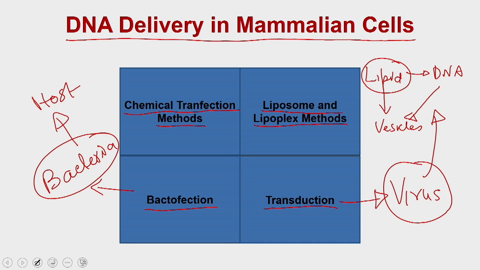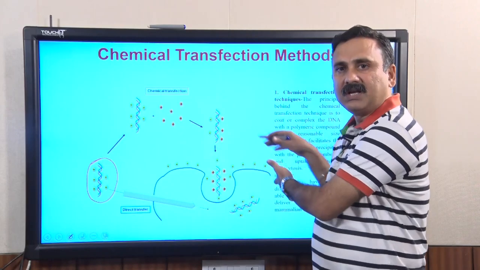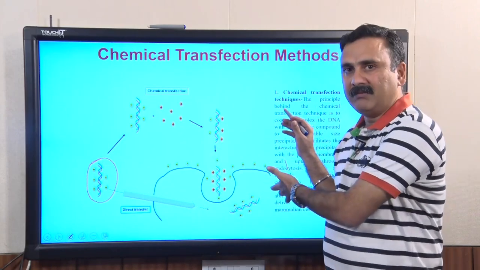So let's start with the first approach, which is called the chemical transfection method. In the chemical transfection method, as you know, the DNA is negatively charged. In one approach, you can take a syringe and directly transfer this negatively charged DNA into the cell. But you know that this kind of thing is not easily possible, or it requires extraordinary infrastructure, such as micro-injection systems which can transfer the DNA into the mammalian cells.